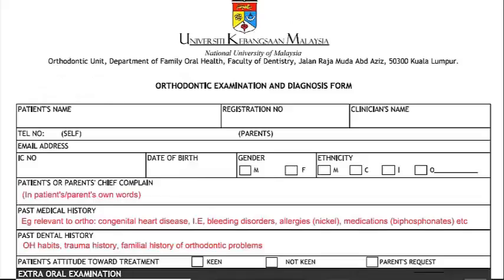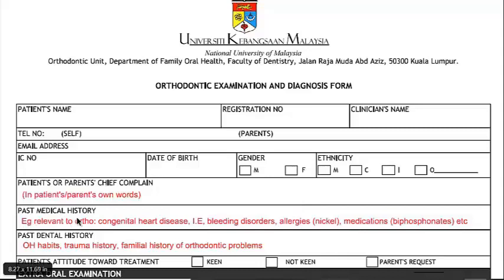This is the first section of the END form. In this section, you have to write patient's detail, the name, registration number, and your name. And then you have to write all this detail. In this section of patients or parents' chief complaint, you have to write their complaint in their own words. For example, if patients complain of gigi jongang, then you have to write gigi jongang here.